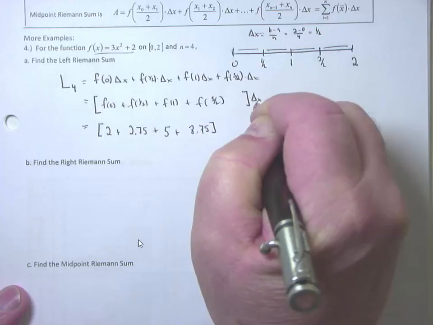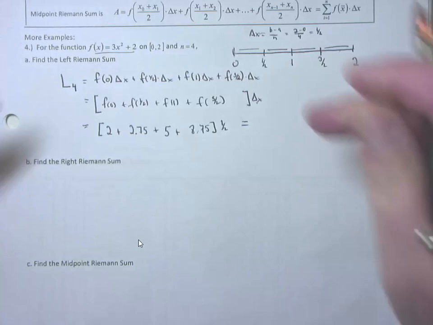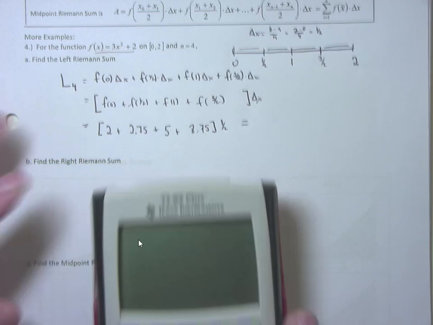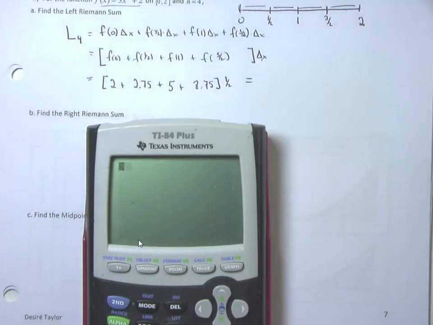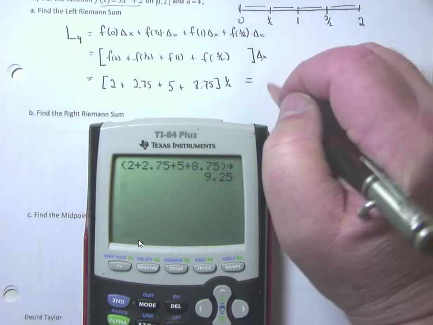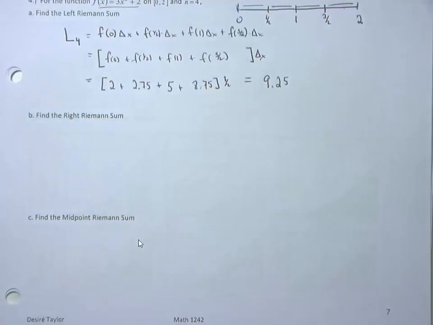Times your delta x, which is 1 half, replacing delta x with a half. So now, this is the work we expect to see. Not only am I showing you how to do it, I'm showing you the work that you can expect to do when you're actually doing these problems on the test or whatever the case may be. So now I just want to add this stuff up. So this will be 2 plus 2.75 plus 5 plus 8.75, all that times 1 half, and I get 9.25. That is my left Riemann sum.